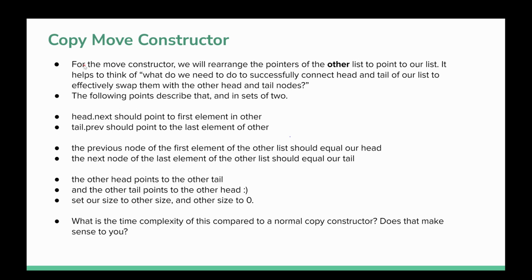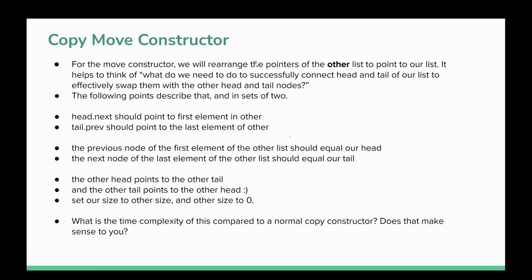Okay. For our move constructor, we will rearrange the pointers of the other list to point to our list. So think of it as we have our list. It just has a head and tail. It's empty. And we have another list. Everything's full, might be populated with however many values. Could be another empty list technically. I think of a move as stealing. We're going to steal that other list, essentially. At least that's how I see it. However that works in your head.